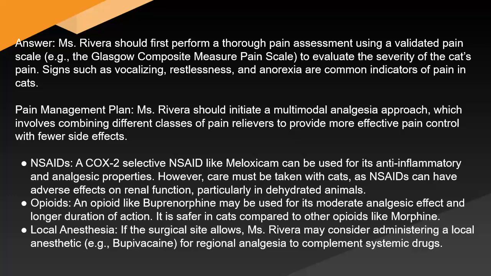Opioids. An opioid like buprenorphine may be used for its moderate analgesic effect and longer duration of action. It is safer in cats compared to other opioids like morphine. Local anesthesia. If the surgical site allows, Ms. Rivera may consider administering a local anesthetic, e.g., bupivacaine, for regional analgesia to complement systemic drugs.